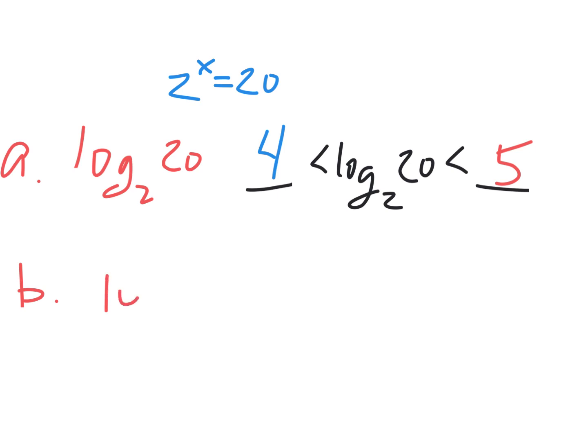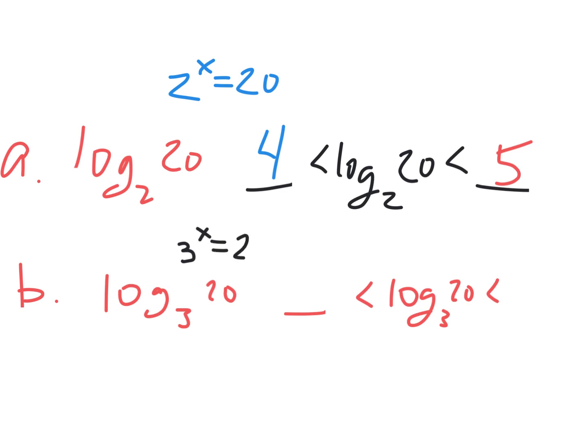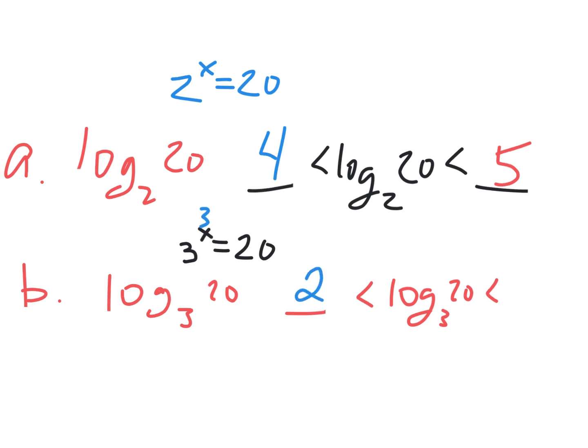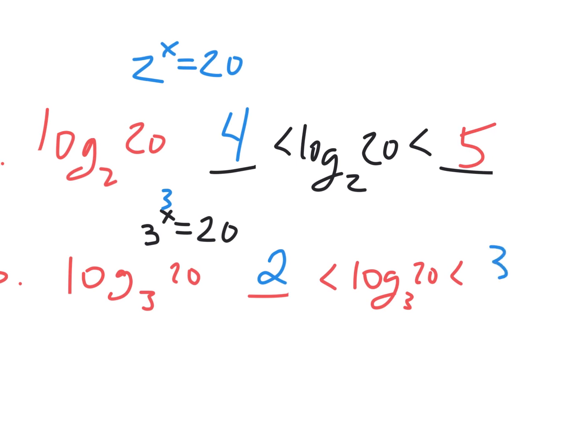Log base 3 of 20. So they're just asking, what's it between? So what do you think? Well, I'd go like this. 3 to the x equals 20. Is 1 too small? Yeah, it's way too small. Is 2? 2 is 9. What would 3 make? That's too big. So it's between 2 and 3. Getting this? Okay.